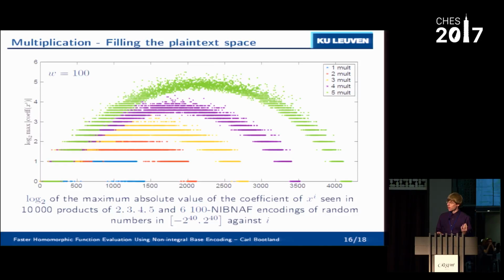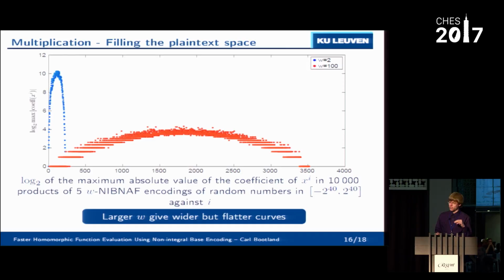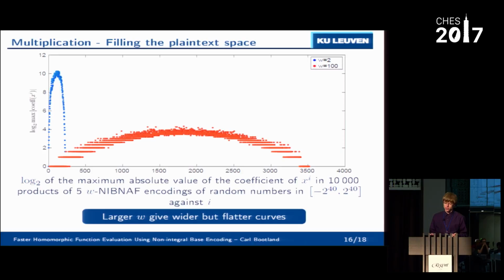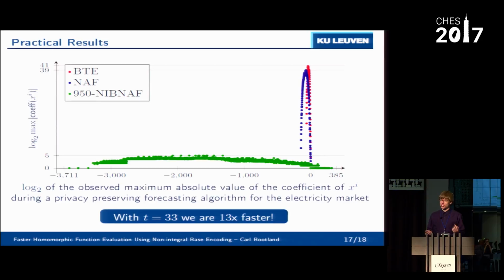And what's more important is when I plot these two side by side. So here I've just taken one of the curves to simplify things. In blue is W equals 2, and in red, W equals 10. And we see that for larger W, it gives much flatter curves, which are also wider, which is exactly what we wanted to do. So in practice, we implemented this. Of course, now we have additions as well, but this doesn't really affect the curves that we see.